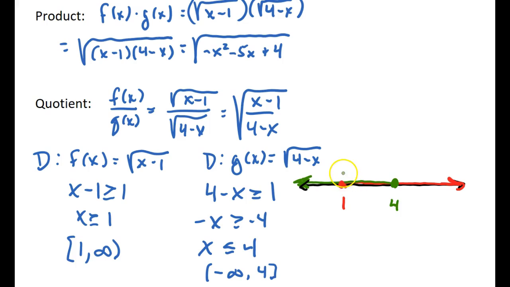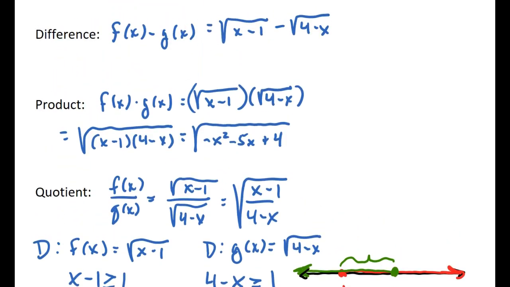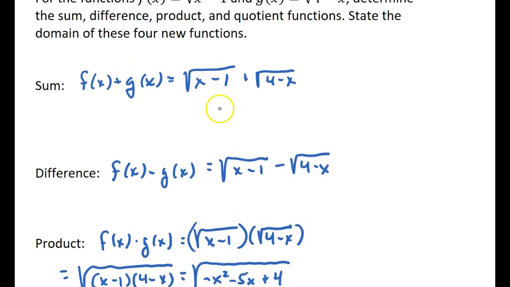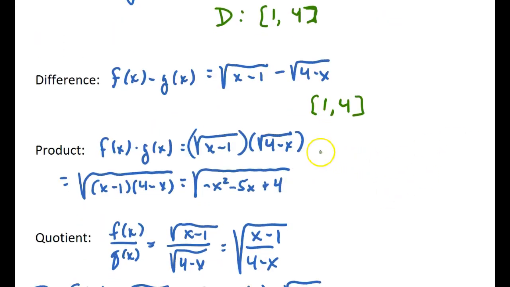So where do they overlap? Well, they overlap between 1 and 4. So for all of these functions, we can only use the values of x that work for both of them, which happens to be between 1 and 4. So my domain is 1 to 4 for the sum. It's 1 to 4 for the difference, rather, and it's 1 to 4 for the product.